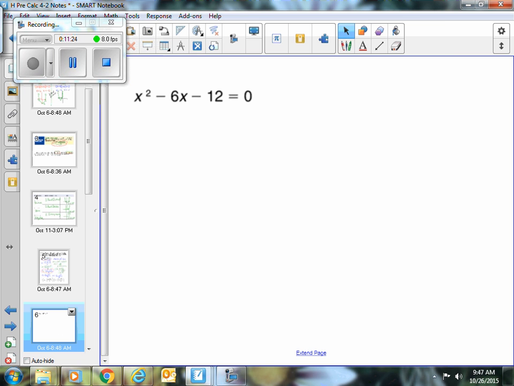So again, when I look at a question like this, it kind of seems like it could be factorable. But if you think about it, are there any numbers that multiply to negative 12 that would add to negative 6? Go through the possibilities, 1 and 12, 2 and 6, 3 and 4, none of them work. So I know that this is not going to factor. So let's find the discriminant.